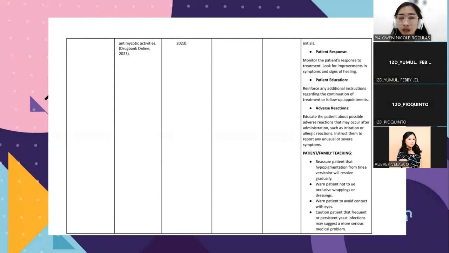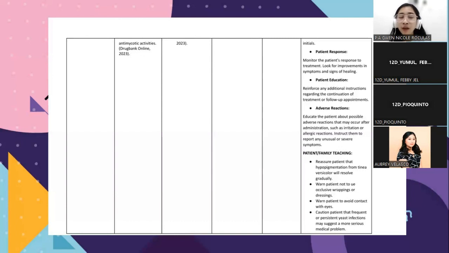Next is patient response. So monitor the patient's response to treatment. Look for improvements in symptoms and signs of healing. So we have to monitor if nag-heal ba yung sugat or yung fungal infection ng patient natin. Next is patient education. So reinforce any additional instructions regarding the continuation of treatment or follow-up appointments.